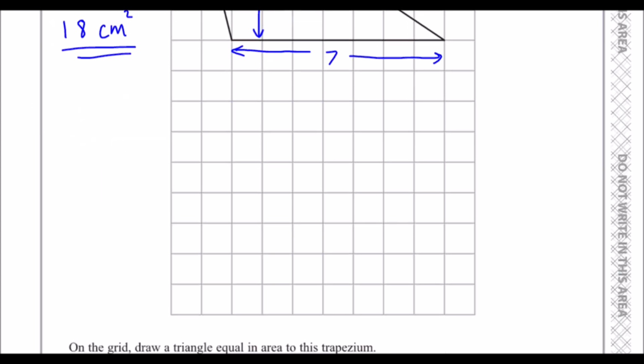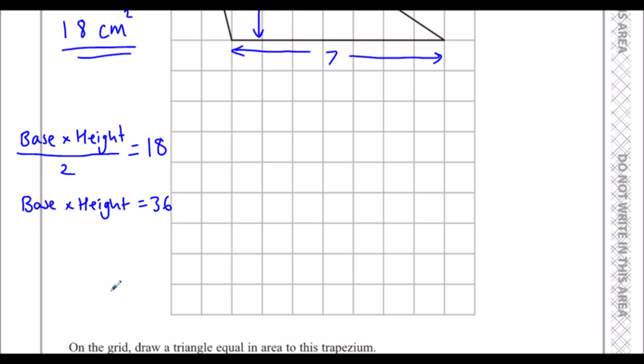So we need to draw a triangle with an area of 18 centimeters squared. So the area of a triangle is the base times the height divided by 2, or half base times height. That's the area of the triangle, and it's got to equal 18. So if I double both sides, that means the base times the height must be 36. So what numbers can I multiply together to get 36? I could do 1 and 36, but that's not going to fit on the grid. Same with 2 and 18 or 3 and 12. But I can do 4 by 9 or 6 by 6.